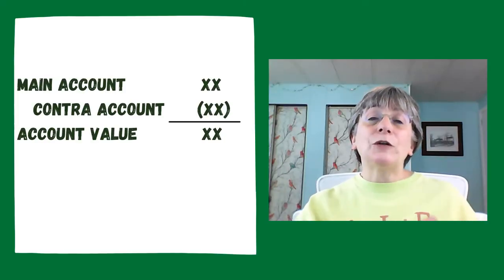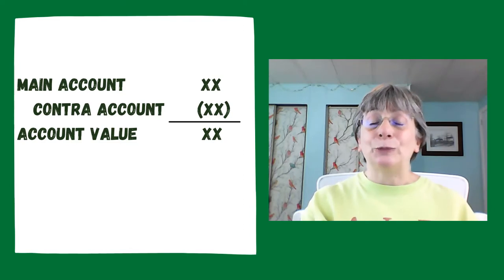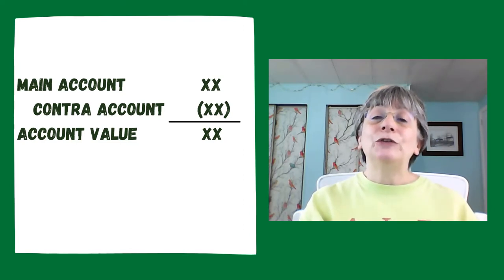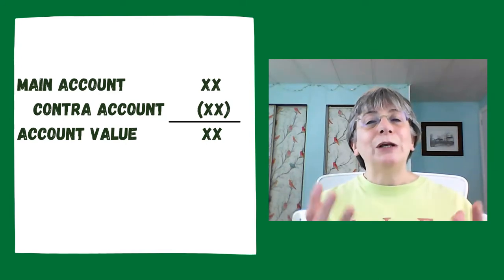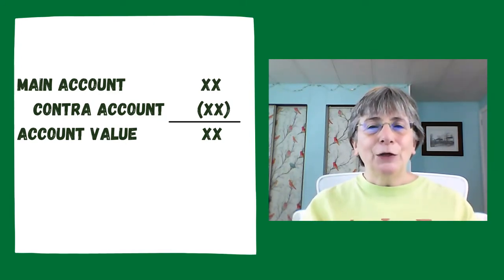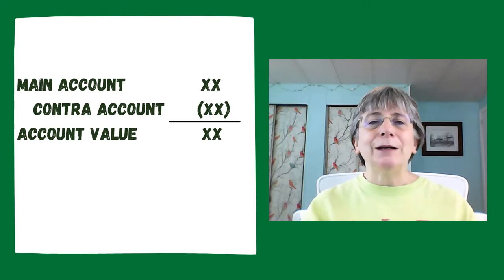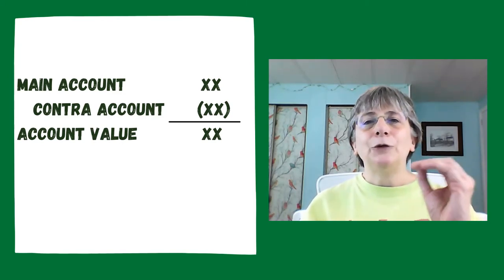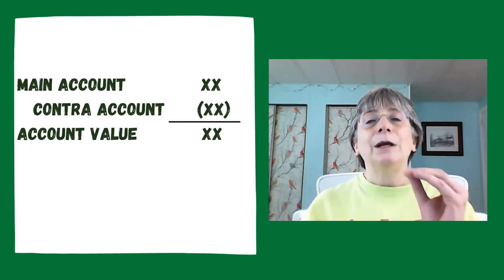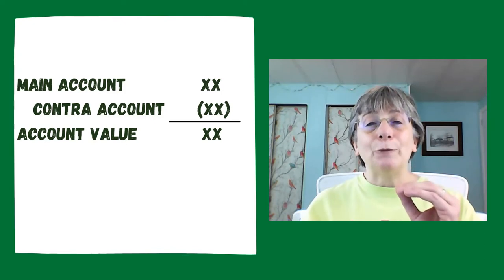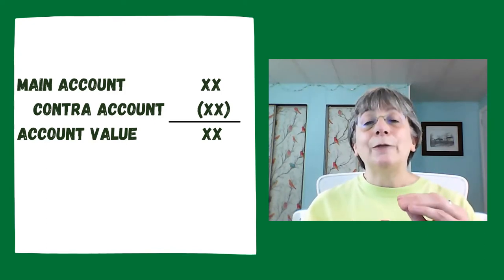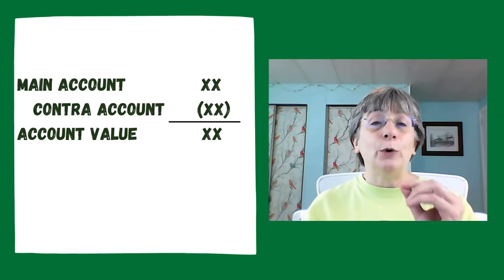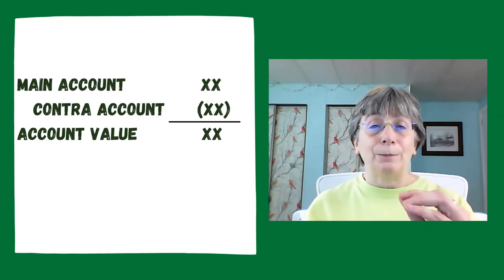Now, if you've watched the Allowance for Doubtful Accounts Bad Debts video, you've already seen this in action. If you've watched the depreciation videos, you've already seen this in action. So when we're looking at our balance sheet, we'll have something like accounts receivable as our main account, and then we have Allowance for Doubtful Accounts as a contra account. When we net those two together, it gives us the true value of our accounts receivable account.